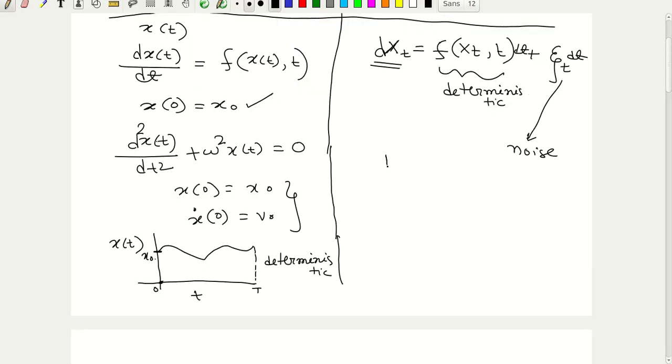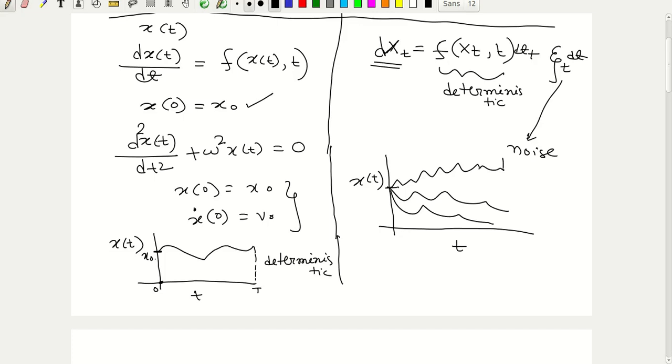So now if you try to plot it, this will look something like this. This is your x of t and this is your t, and if you plot it with the same initial condition, it will be something like this, and this, like this. So up to time t, let's say, as you can see here, the solution is not unique.